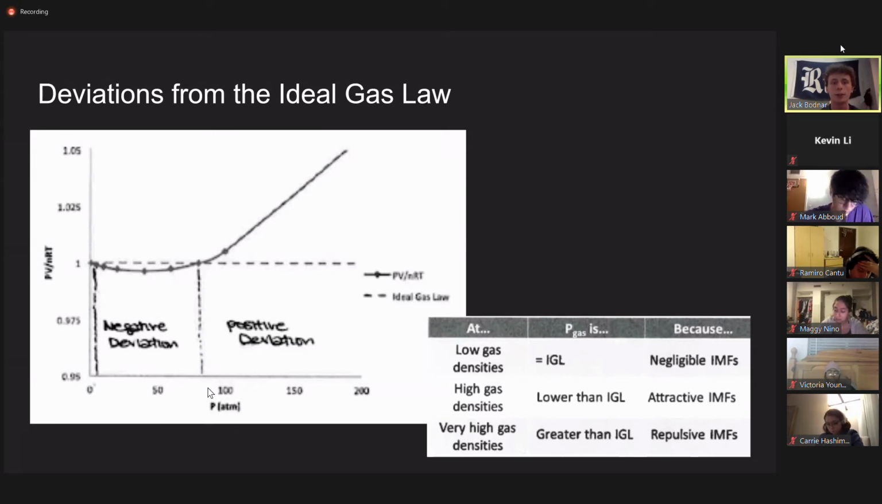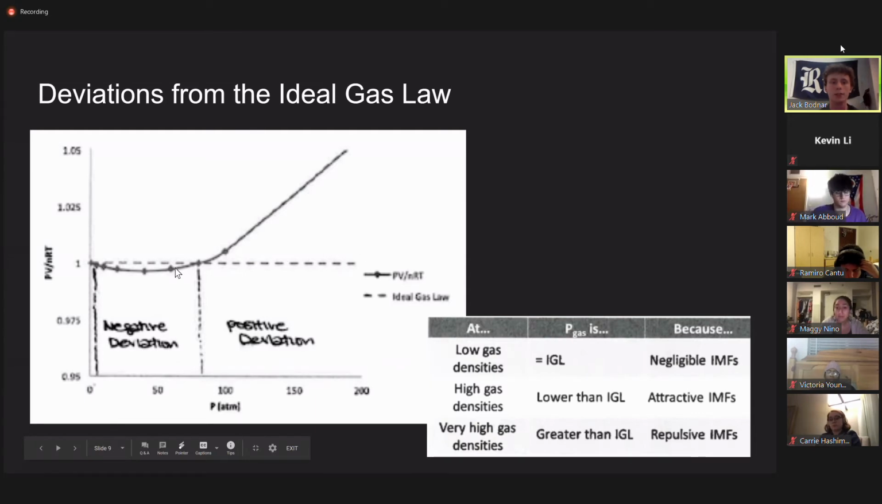Whereas if we increase our pressure even more, so starting around like 75 atmospheres, we'll see that now our molecules are starting to deviate positively from the ideal gas law. So the pressure is even greater than what's predicted by the ideal gas law. And that's due to the repulsive intermolecular forces, because we're packing those molecules so closely together that the electrons in those molecules are actually starting to overlap and repel each other. And that's what's causing these repulsions.